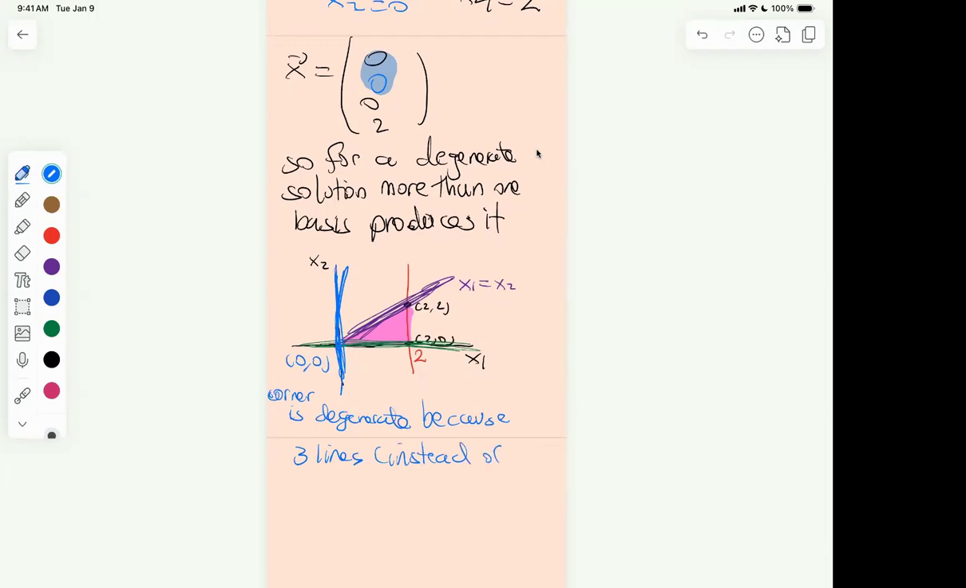So if 3 or more lines meet at the same point, it would be degenerate.